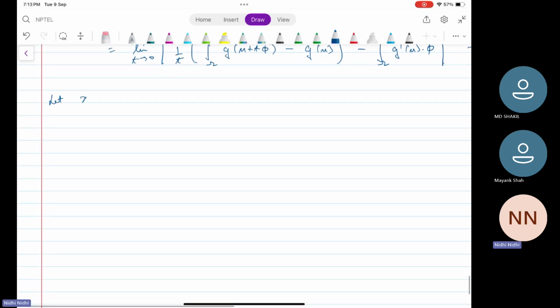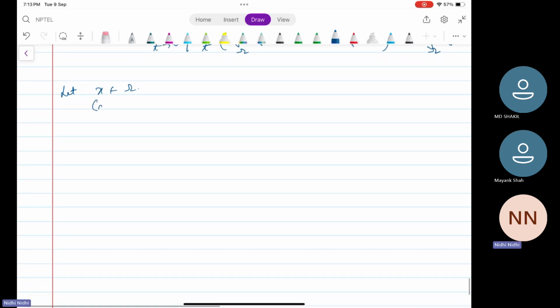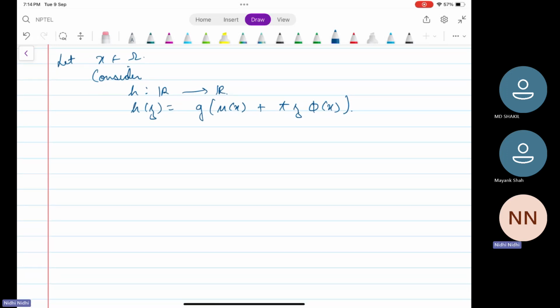Let x belong to omega. Consider the function h from R to R. h of z is defined to be g of u x plus t z phi x. Now, since g is a C1 function, h will also be a C1 function, because g is in C1.